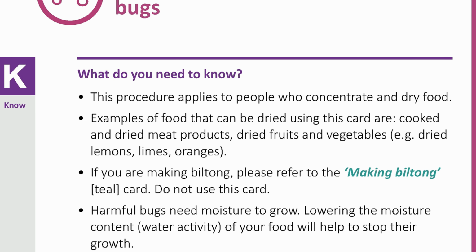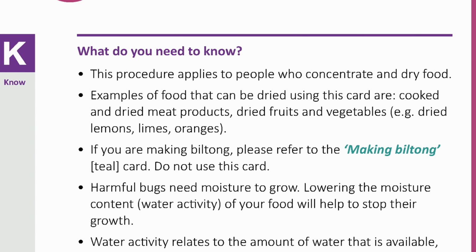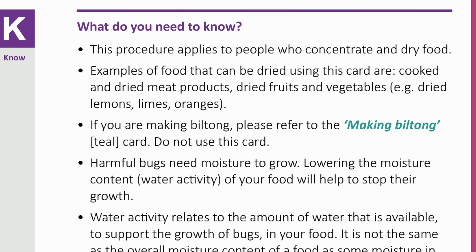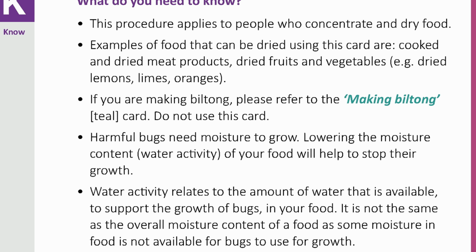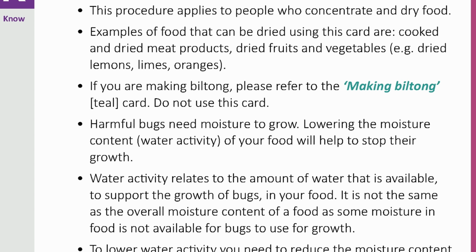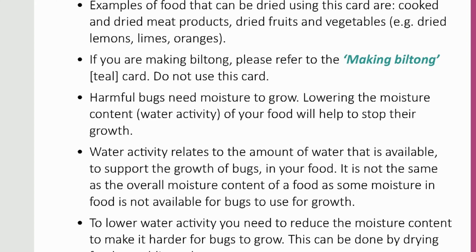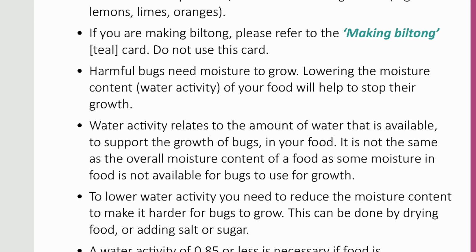Harmful bugs need moisture to grow. Lowering the moisture content, that is, water activity of your food, will help to stop their growth. Water activity relates to the amount of water that is available to support the growth of bugs in your food. It is not the same as the overall moisture content of a food, as some moisture in food is not available for bugs to use for growth.